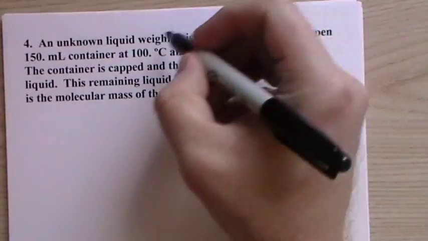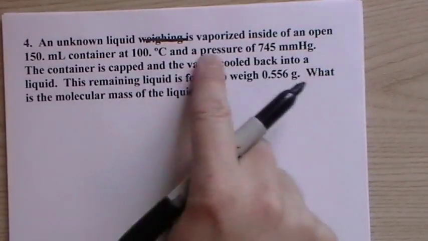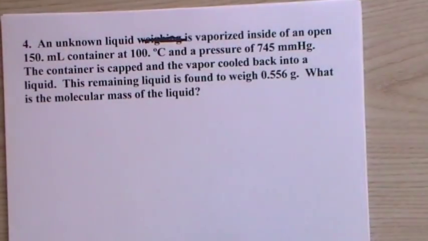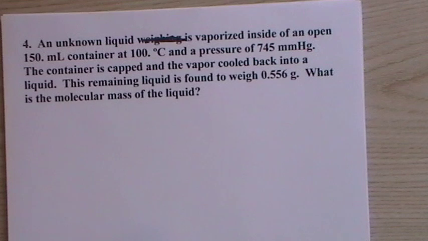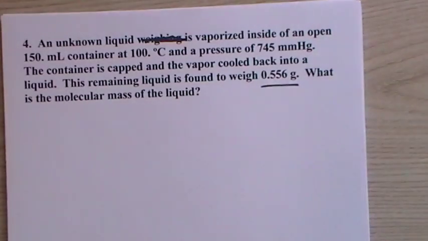Unknown liquid. It's unknown how much it weighs at this point. An unknown liquid is vaporized inside an open 150 ml container at 100 degrees Celsius and a pressure of 745 millimeters mercury. The container is capped and the vapor cooled back into a liquid. This remaining liquid is found to weigh 0.556 grams. What is the molecular mass of the liquid?